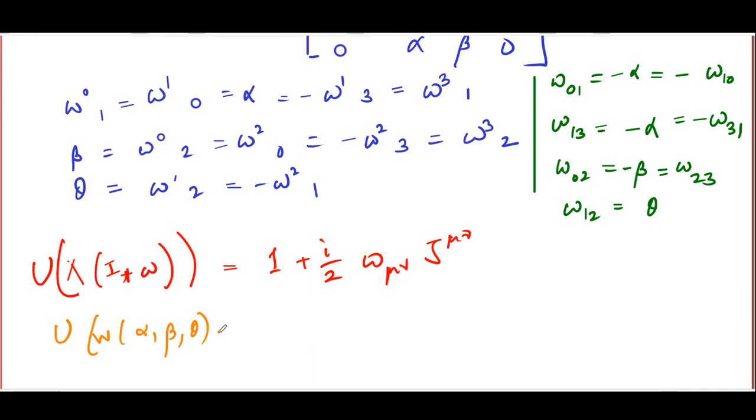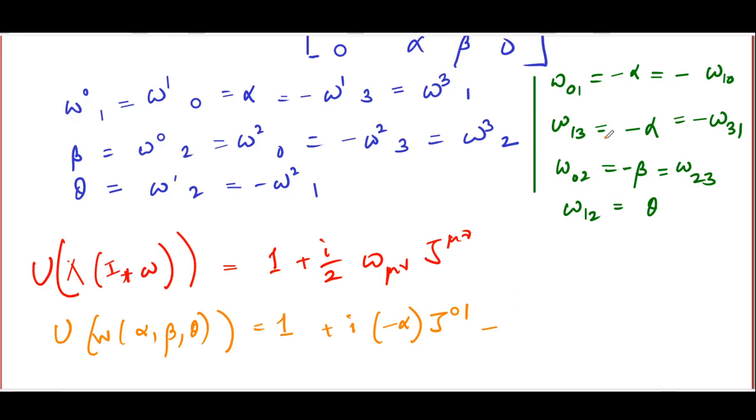So, based on that, what we can immediately write down is our U for W alpha beta theta, again for infinitesimal alpha beta theta, is given by identity plus i times omega 0 1, that is minus alpha, times J 0 1. This i by 2 takes care of the fact that you have two repeats of the same thing. You have minus alpha J 0 1 from omega 0 1 J 0 1. You have plus alpha times J 1 0 from omega 1 0 J 1 0. And these two are equal, and that cancels the factor of 2.